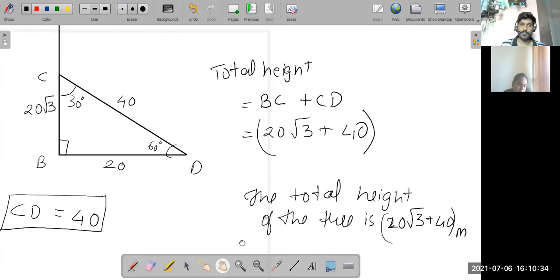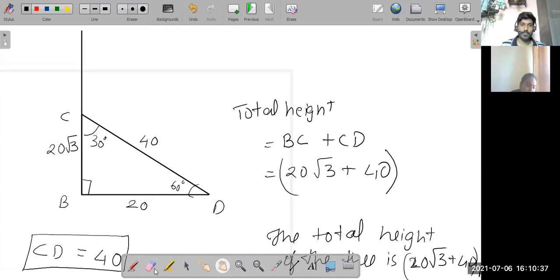If we had taken AC plus CB, then what would have been the case? Note one thing, that AC is the top of the tree. Now this part itself broke at this point, and this point A becomes D. So this CD is nothing but the same as AC. It is the same thing. So the answer would be the same.